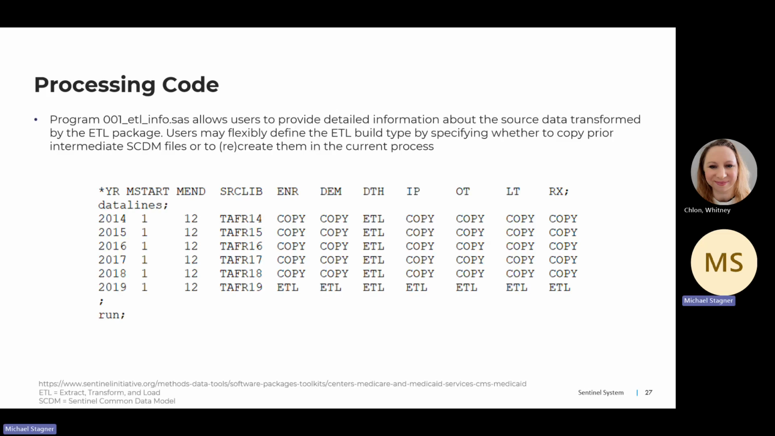Here's a screenshot of the setup program for the ETL, which allows for new years of data to be processed as they're available, and for processed intermediate data to remain as is. So if you have new data available but you aren't changing anything in the way that you process the data, you can reuse those years of data that you've already run your code on, just run the code on the newest set of information, and then combine it all, which allows for a reduced processing time.